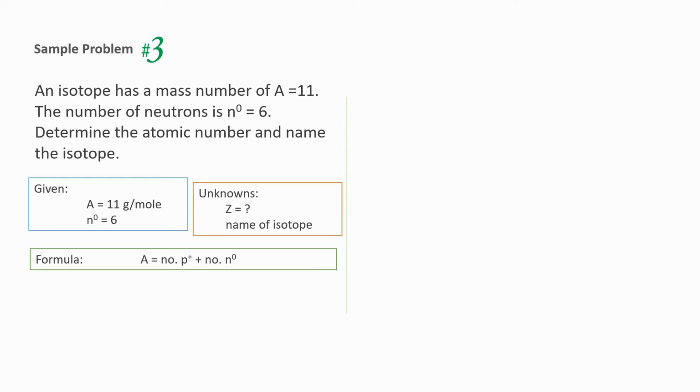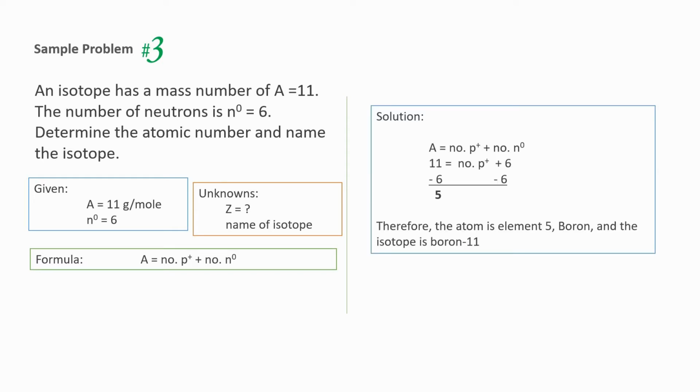So, the formula is going to be atomic mass is equal to the number of protons and the number of neutrons. So, the following is our solution. Just substitute the givens. Ang unknown natin is the number of protons, and you will be getting 11 minus 6. So, you'll be getting, on both sides of the equation, what you'll get is 5. Yung atom na hinanap natin is element 5. So, it's boron. And the isotope name for this is going to be boron 11. Okay, I hope you're following. Okay, so yeah, let's proceed.